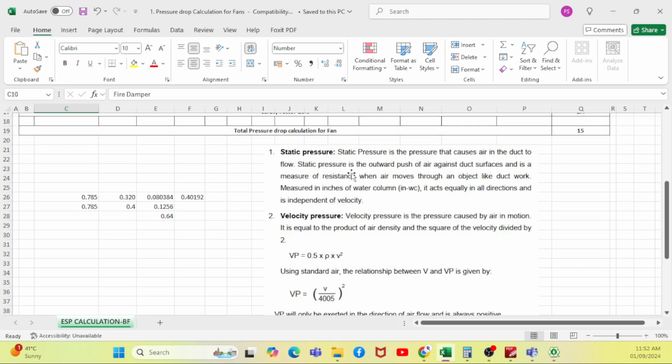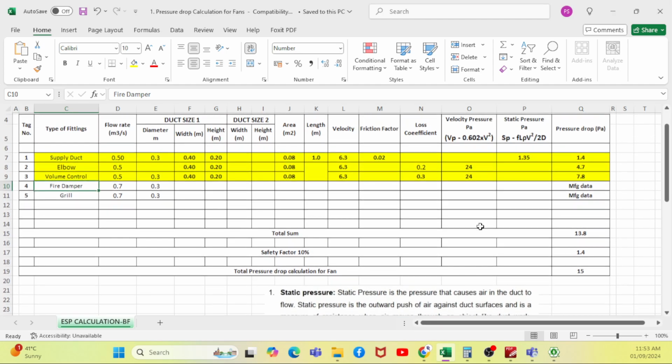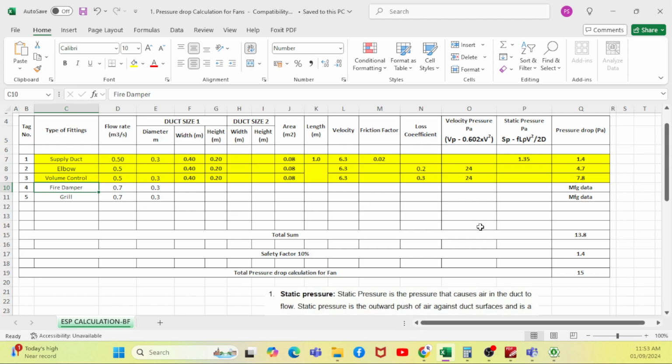You can see the definition: static pressure is the pressure that causes air in the duct to flow, so it mainly causes pressure in the ducting. And velocity pressure is the pressure caused by air in motion. While in motion there are different fittings: you have an elbow, duct dampers, and different types of louvers. So when air passes through the fittings, you have a velocity pressure.